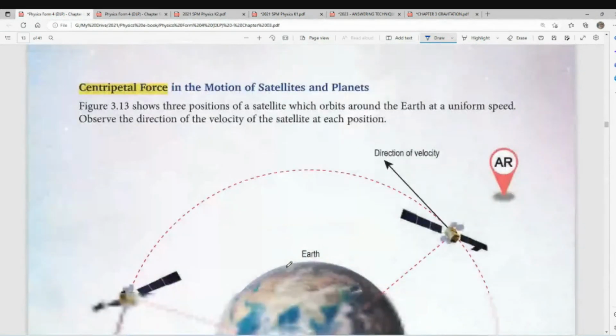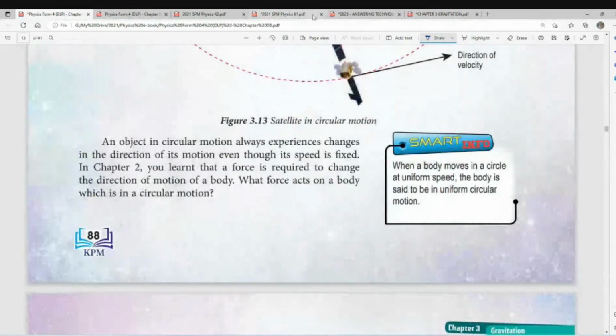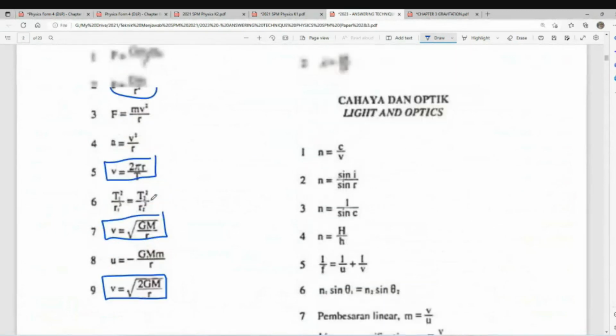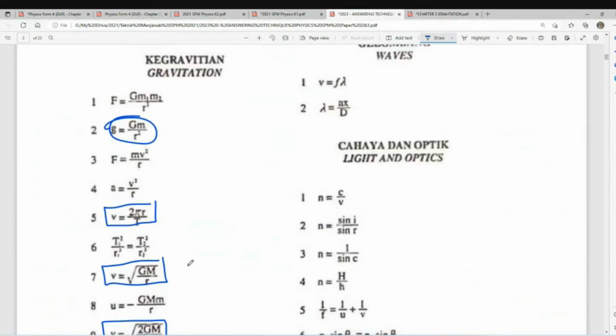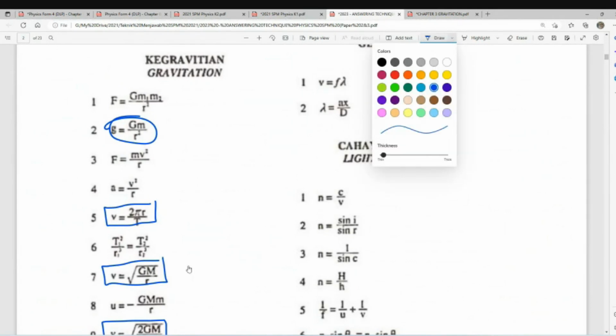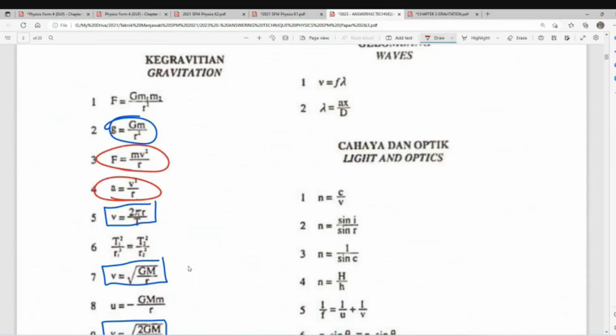And then the centripetal force. Back to the formulas here, you can see the centripetal force. We know F equals ma from Chapter 2 yesterday. Therefore the centripetal acceleration a equals v squared over r. That's why we have m multiplied by v squared over r, which makes the centripetal force mv squared over r.